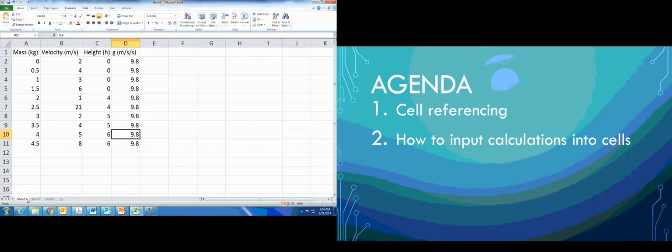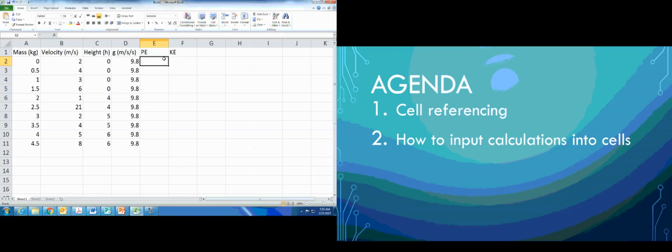There's different ways to reference different sheets. I can show you that as well. But first thing I want to do is I'm going to input the calculations, show you how to do that, and I'm going to reference some of these cells. So let's just go ahead and find the potential energy, and then we'll also do the kinetic energy.